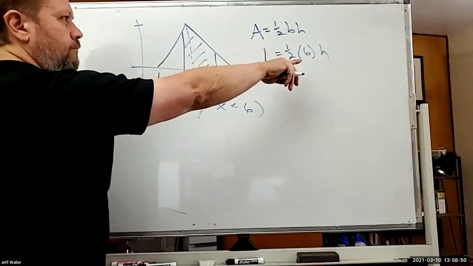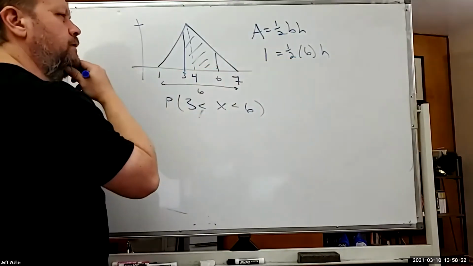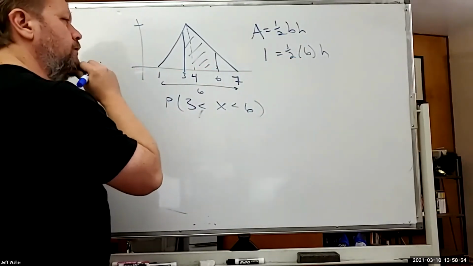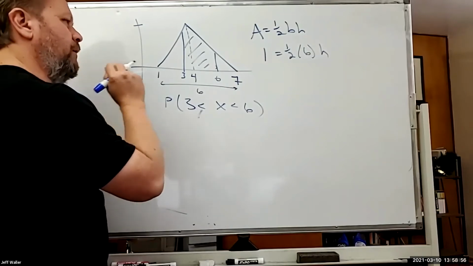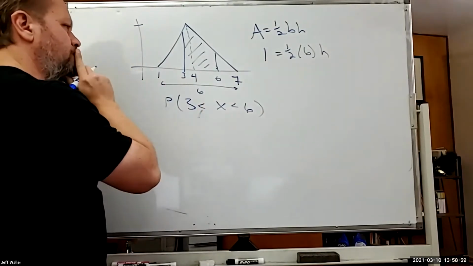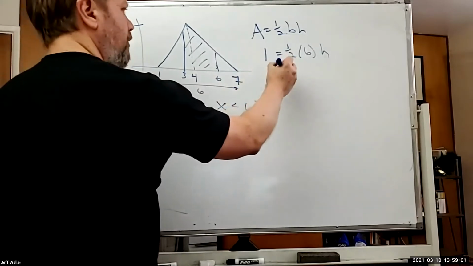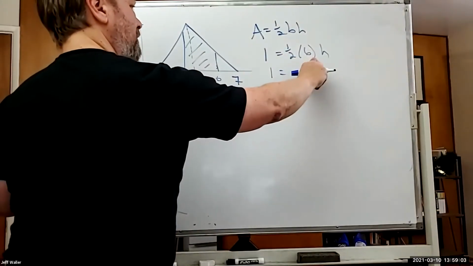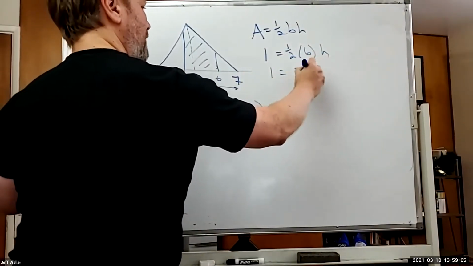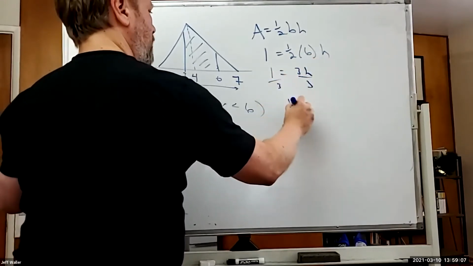Is it 1/7? No? Oh, I see where you're getting that from, sort of, but no. What's half of 6? 3. So then solve for h, I get h is 1/3.